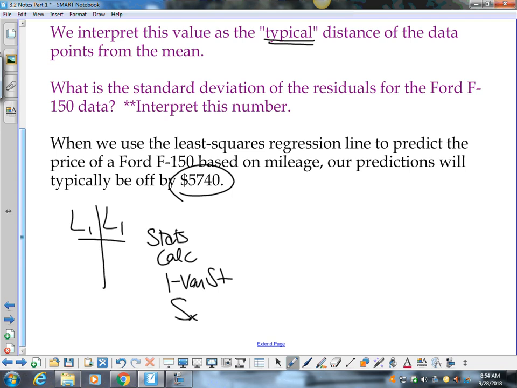So it says, when we use the least squares regression line to predict the price based on mileage, and that first part is so important. Then the last part is easy. Our predictions will typically be off by $5,740. Remember, standard deviation is how much your data fluctuates. So we're saying typically we're going to be off by $5,740. But again, loading that front part of that sentence is so important. The more you do these, the more you practice. So really focus on your sentences there in your homework.